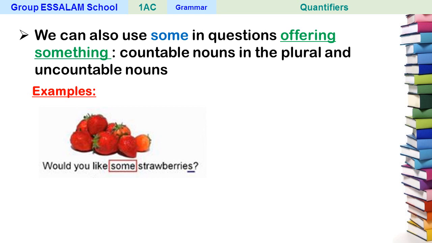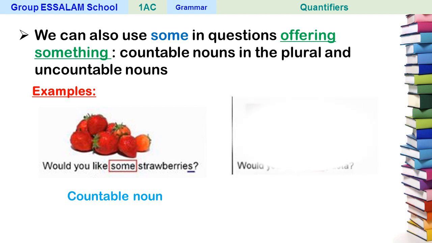This is uncountable. Let's take another example of countable nouns. Would you like some strawberries? Here we have strawberries. Strawberries is a countable noun. Yes or no? Yes, we can count them. We can say 1 strawberry, 2 strawberries, 3 strawberries. Yes or no? And this is a question about offering, how to offer something. Would you like some strawberries? You can say, yes, please. Yes, I would. You see now? This is a countable noun, strawberries.